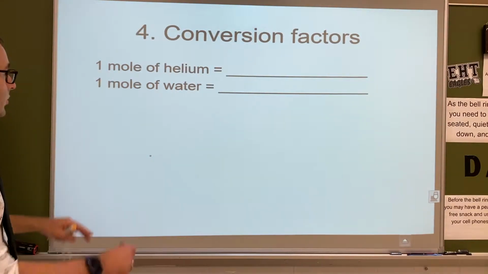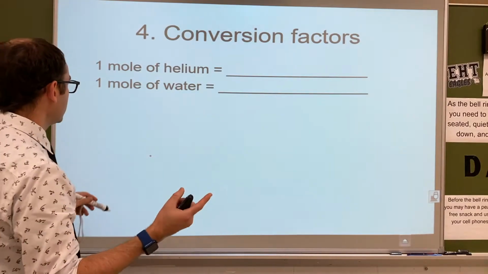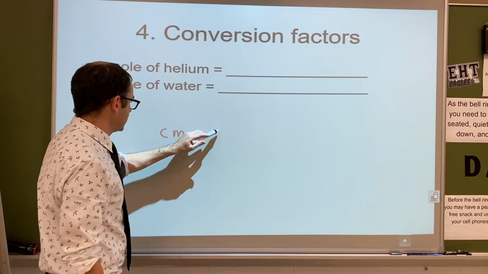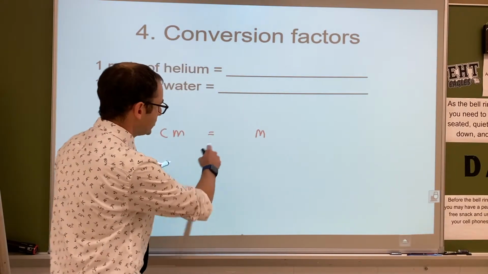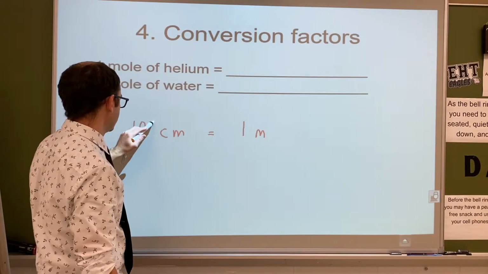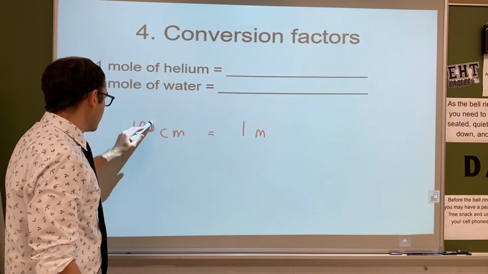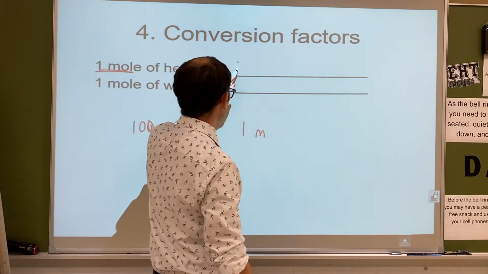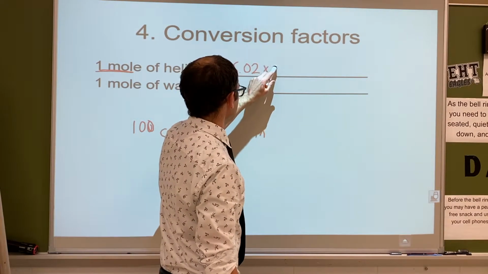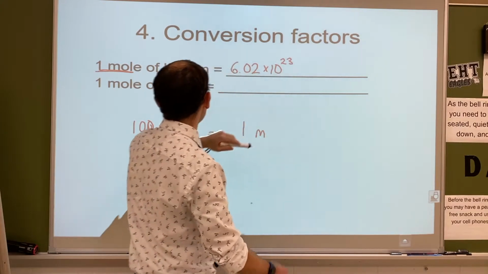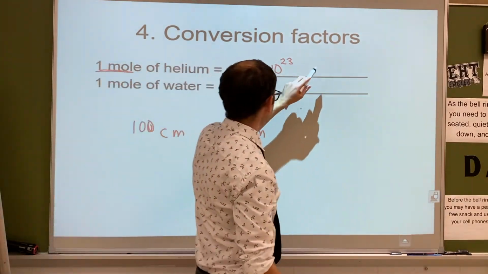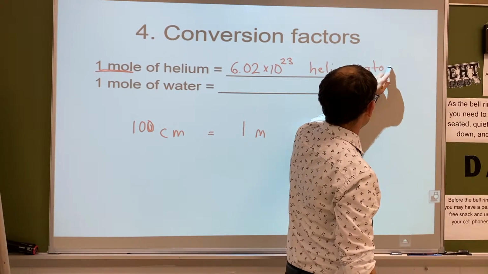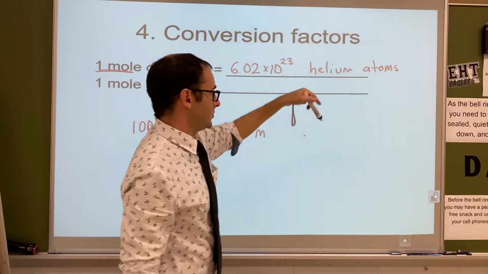Okay, so let's talk conversion factors. So you know, if we were talking about like centimeters and meters, you know that 1 meter is 100 centimeters, right? Well, that's basically what we're coming up with mole. We just have a new number. So 1 mole equals 6.02 times 10 to the 23rd. All right, it's helium, so it's helium atoms, because helium is an element, so we say atoms.